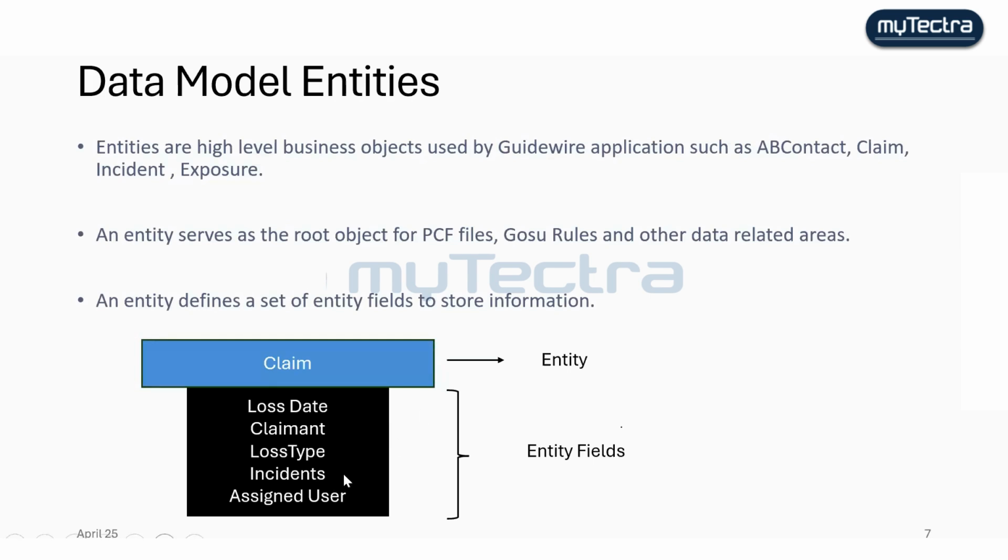Incidents will be referring to an array of incidents. Perfect. Assigned user, I think it will be simple. No, it will be referring to the user entity. Yes, you can boldly say it's a foreign key, because the user table is there. The user will have credentials, his roles and everything, all the data of the user. But from the claims perspective, to whom it is assigned, it's just a foreign key to the users table. So these are all the different types of entity fields the entity can have.